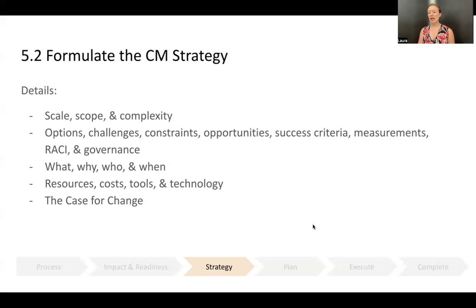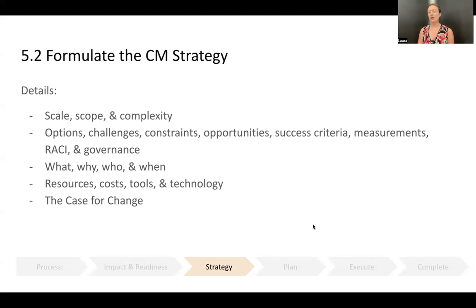The change management strategy details the scale, scope, and complexity of the change program and defines the requirements and implementation options, challenges, constraints, opportunities, success criteria, measurements, RACI, and governance for each change management activity needed to achieve successful and sustainable change implementation. It clarifies what needs to be done, why it needs to be done, who will do it, when it will be done, and the expected outcome.